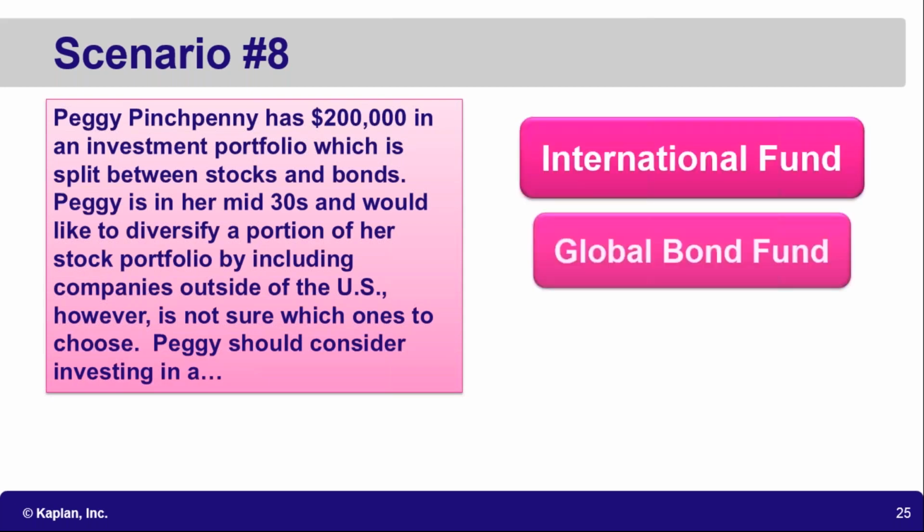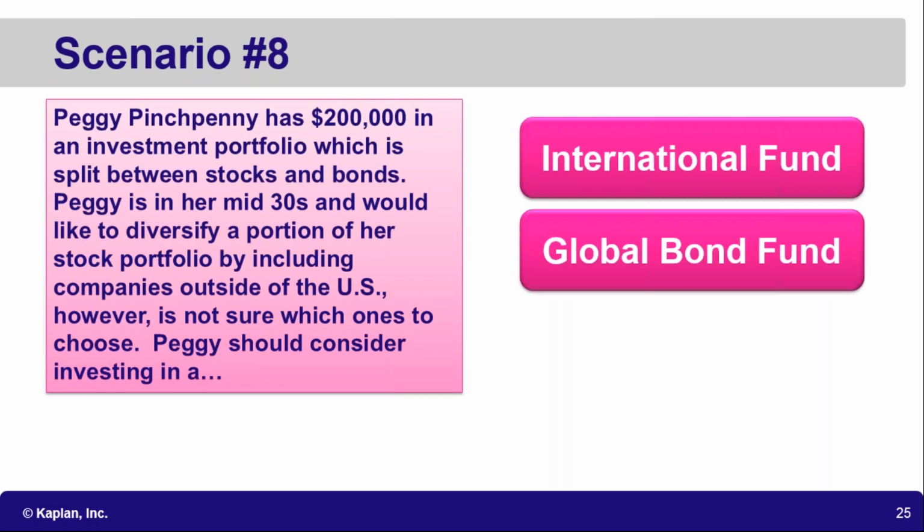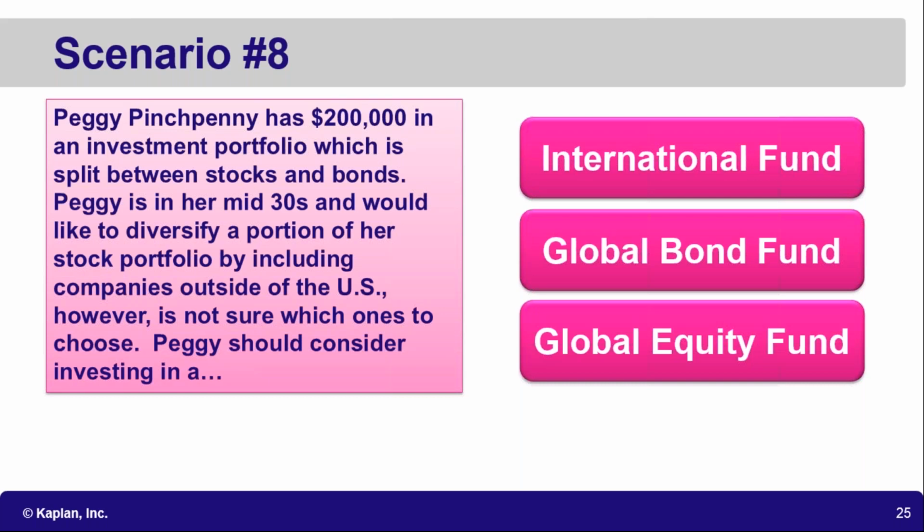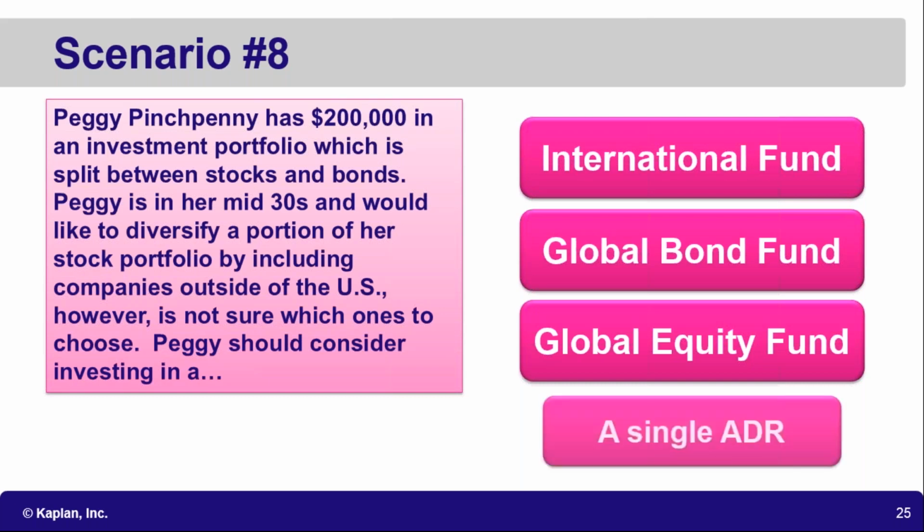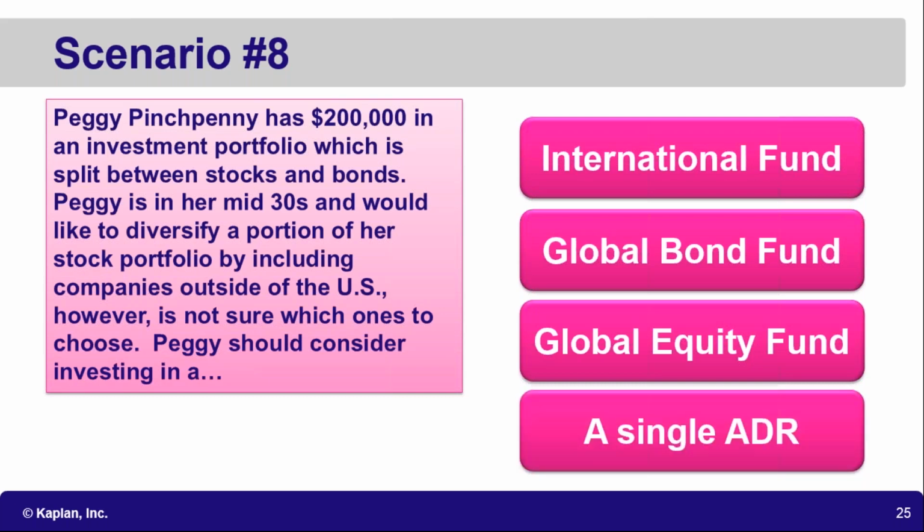Well, again, mutual funds or an ETF type fund. This is going to be a great choice because she has professional management who's going to pick the stocks that are going to be in there for her. So we have an international fund, we have a global fund, we have a global equity fund, and then we have a single ADR. You buy a single ADR, that's just one company. You buy a fund of companies, you're investing in many, many companies in many, many different countries in many industries, and you have way more diversification.